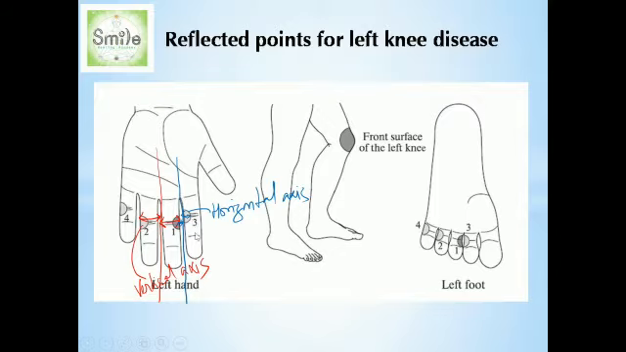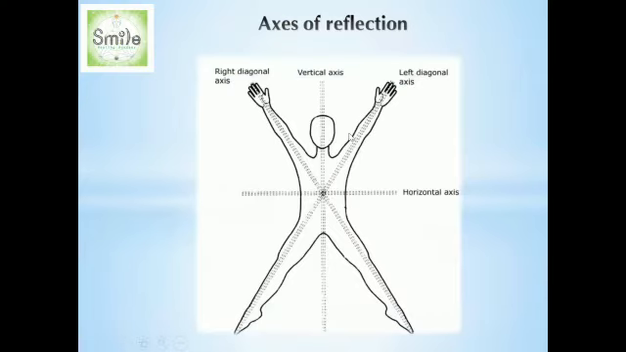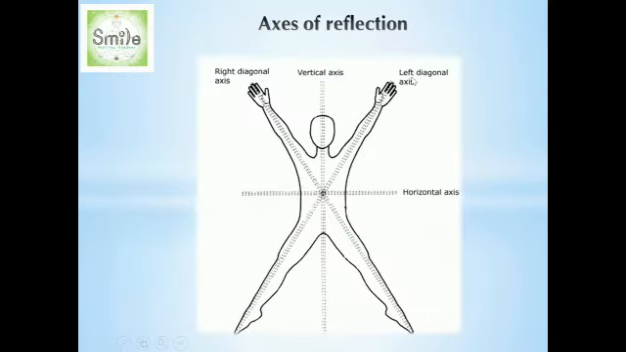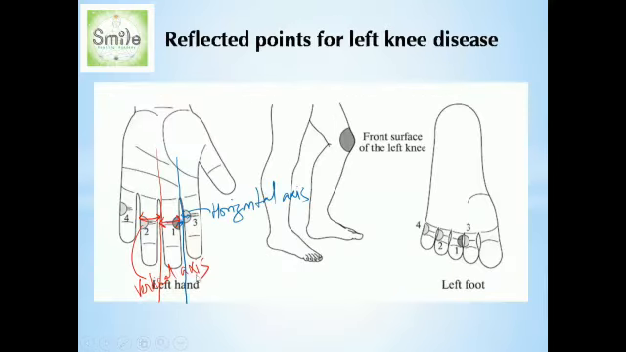Now we will consider one axis. So first we will take the left diagonal axis. The left diagonal axis is passing from the left hand to the right leg. So here we'll draw one axis from the left hand to the right leg.